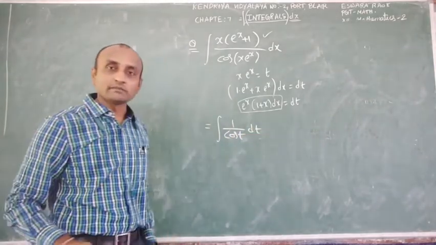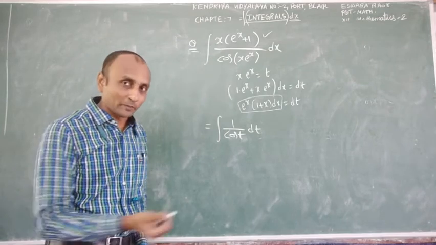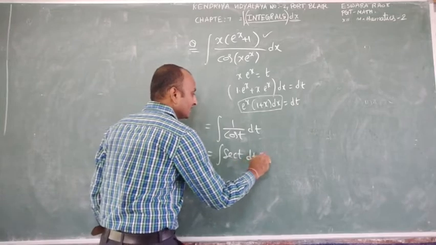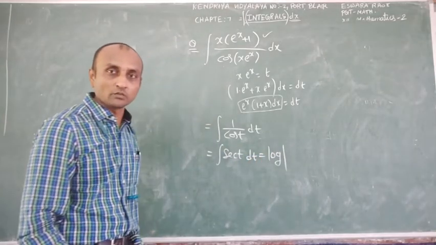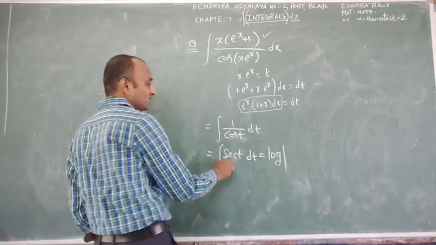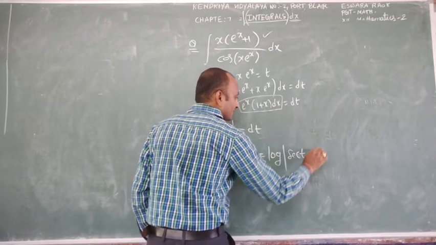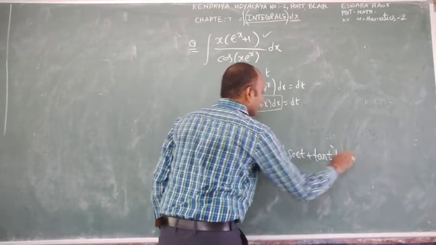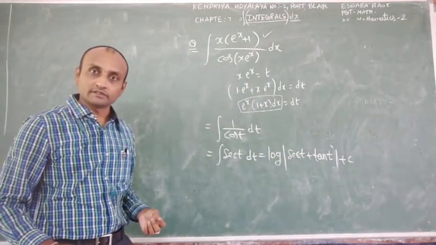But still, 1 by cos t integration, what is that? 1 by cos t write as secant t. Secant t integration, in the very first I told you 4 formulas. Secant x integration is log mod secant x plus tan x. So secant t integration is log mod secant t plus tan t. So plus, substitute x e power x for t. Done. Getting right?